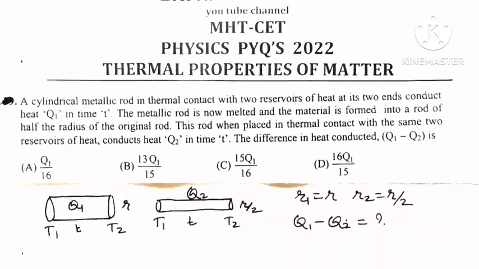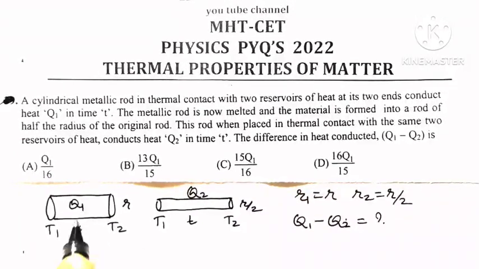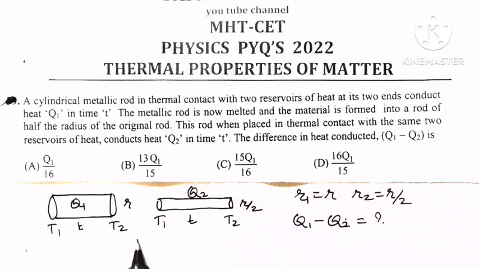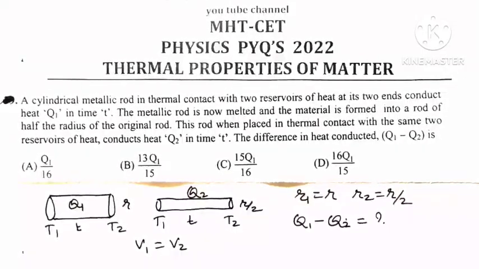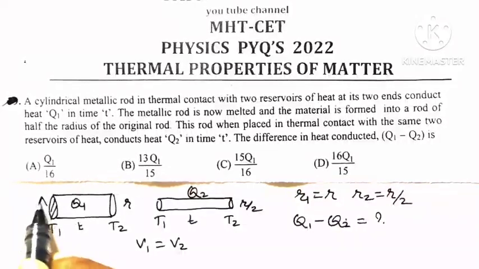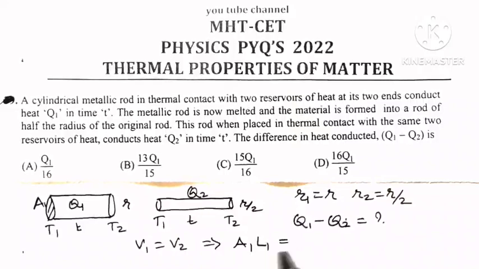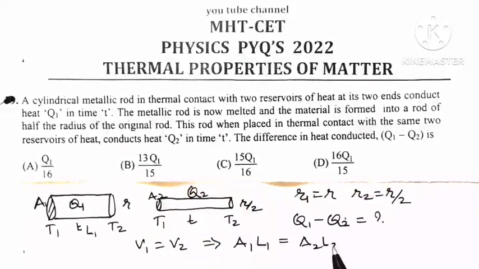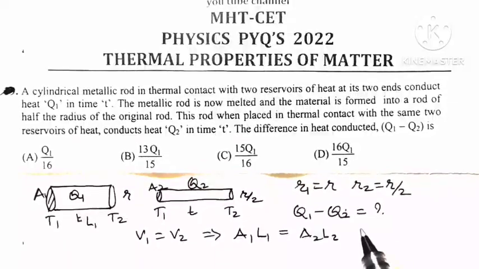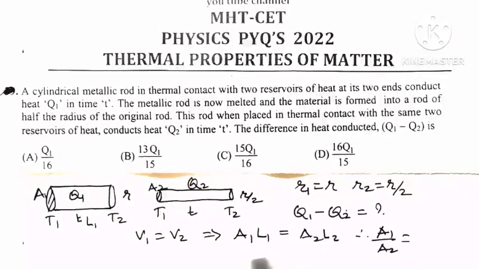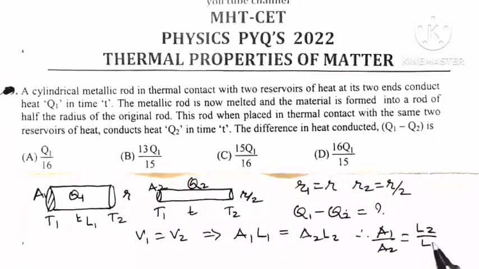See here, because the volume of both the rods is the same, V1 is equal to V2. Suppose A1 is the cross sectional area, so this implies cross sectional area A1 into length L1, where L1 is the length of the first rod, is equal to the cross sectional area of the second rod A2 into the length of the second rod, L2. So A1 upon A2 is equal to L2 upon L1.